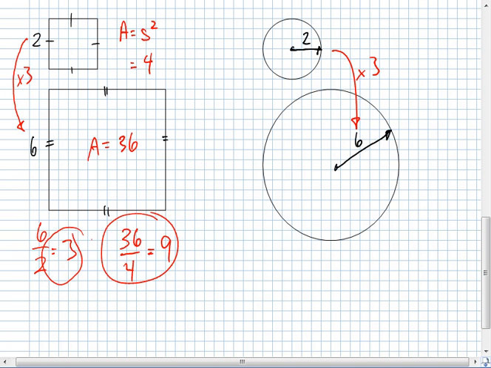Same thing with the circle. You would have got 36 pi compared to 4 pi. Okay, again, a factor of 9.